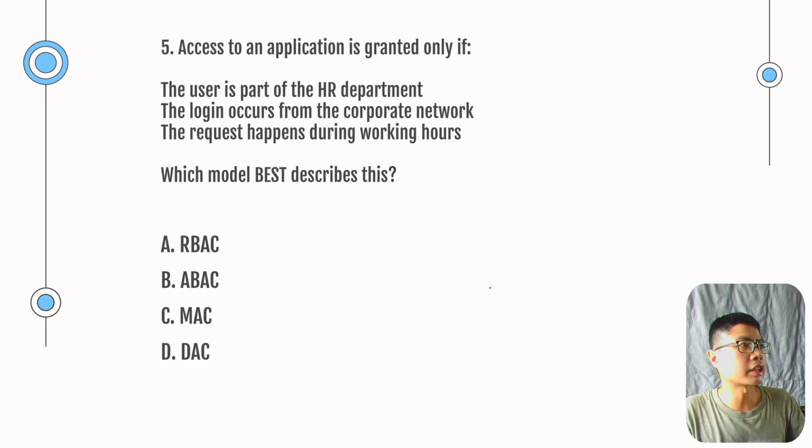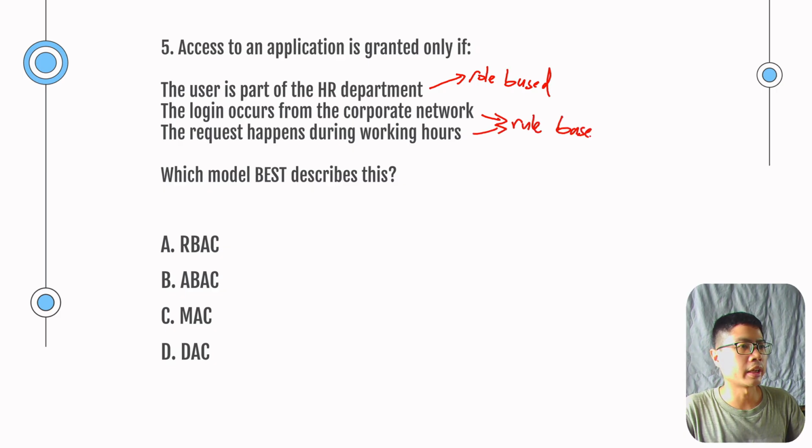Okay, question 5. Access to an application is granted only if the user is part of a HR department, the login occurs from the corporate network, and the request happens during working hours. Which model best describes this? So this is definitely role-based, so RBAC. This here sounds a bit like rule-based, and when we look at it as a whole, there's a combination of rule-based, as well as other kinds of mechanisms. So this is something that is known as ABAC, or attribute-based access control.